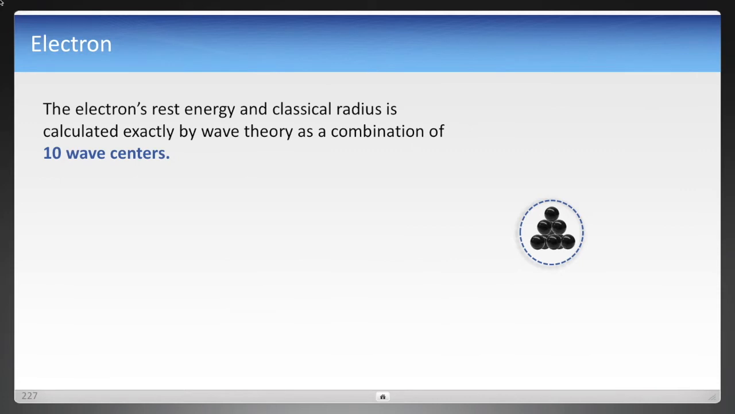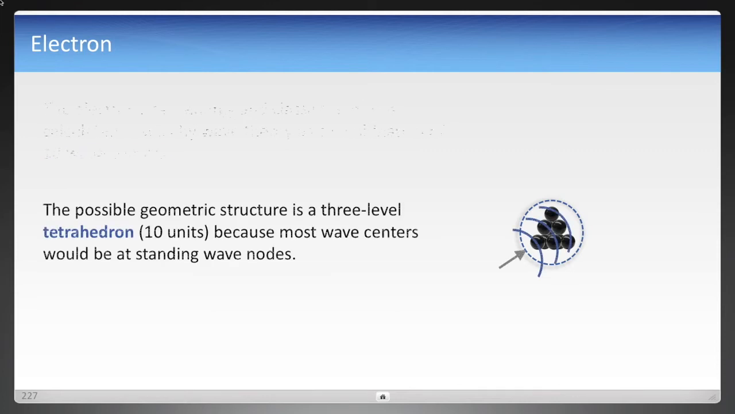Now the electron is one of the most stable particles that there is. And what's interesting in doing the calculations is that the value k, going back to that equation a few pages ago, was 10 to match the energy of the electron. Now this is hypothesized, but it could be a 3-level tetrahedron. And this is why. A 3-level tetrahedron, by the way, has 10 units, so k equals 10.